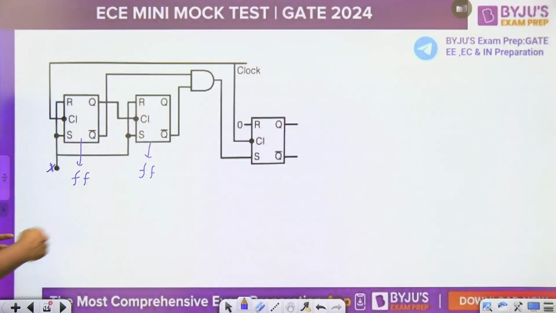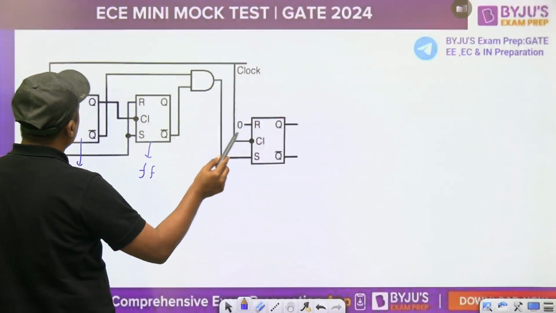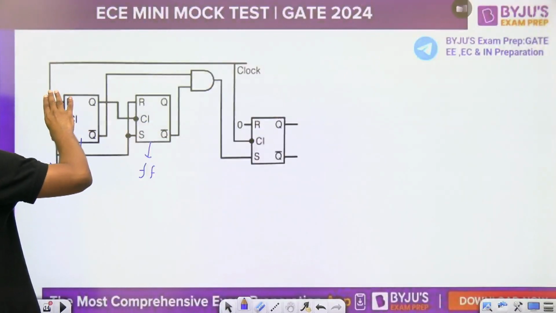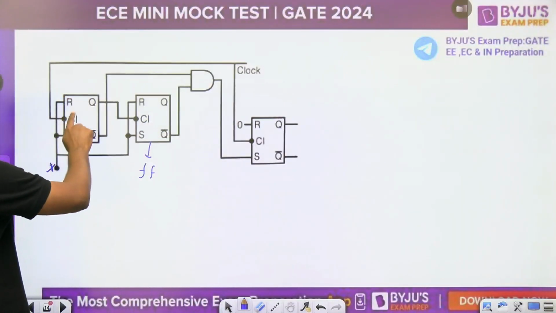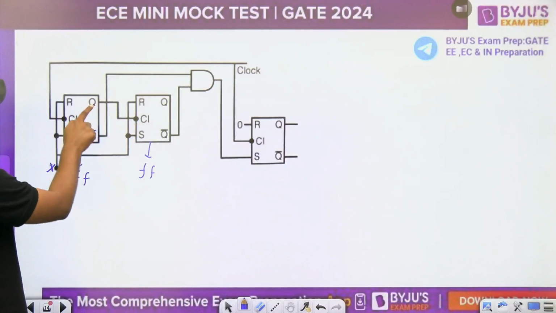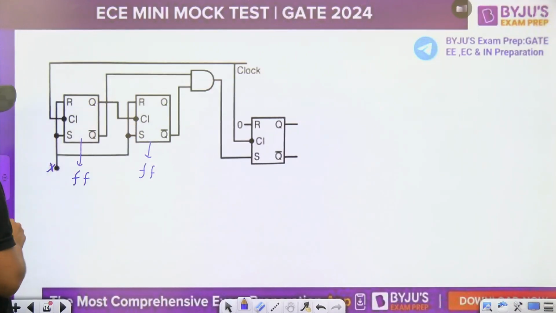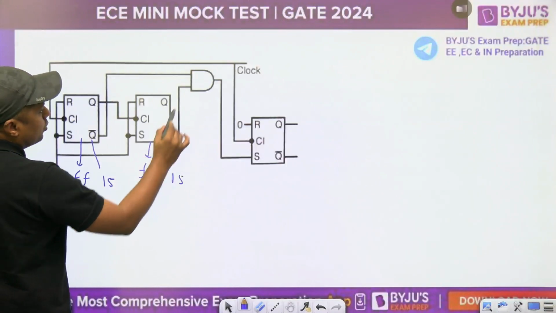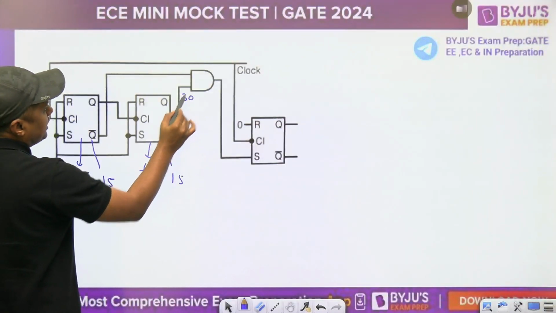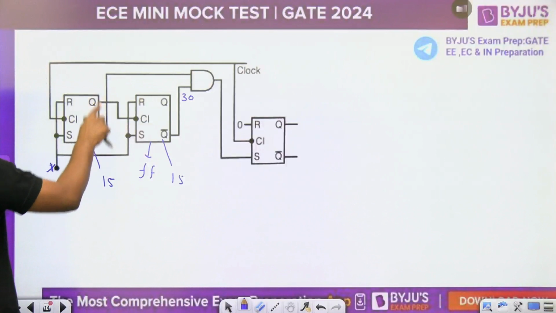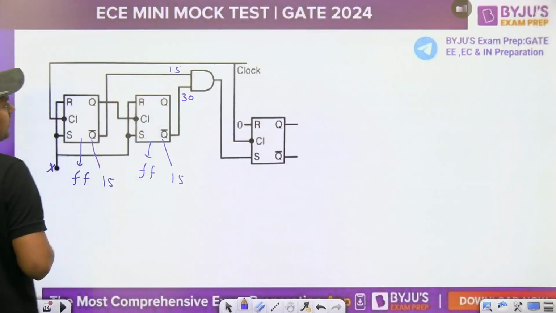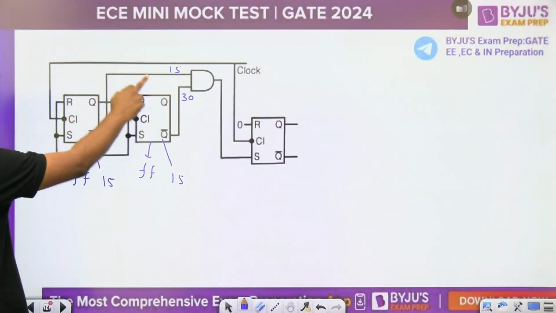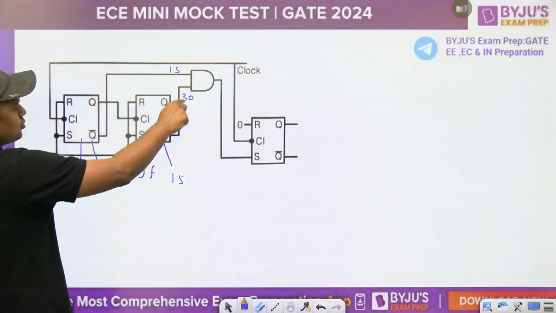Now for this, what is the delay in the signal? The signal first crosses this flip-flop, and it is an asynchronous connection. Its output will become the clock for this. If the delay of this is 15 and the delay of this is 15, what is the total time taken to reach this point? 30 nanoseconds. And for this output, 15 nanoseconds only, just after the clock pulse. So we have to choose the higher value, 30.